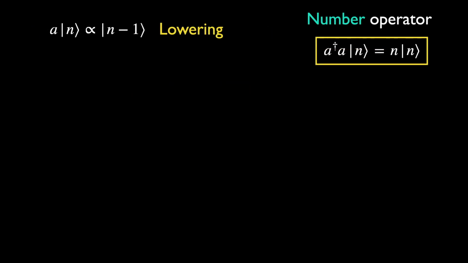We now show why A dagger is the raising operator, using again the commutation relation. Applying A dagger on both sides of this equation. And again, applying this to the eigenstate n.